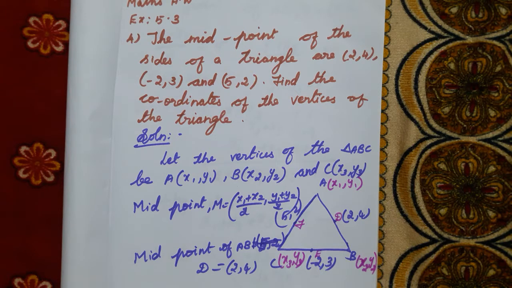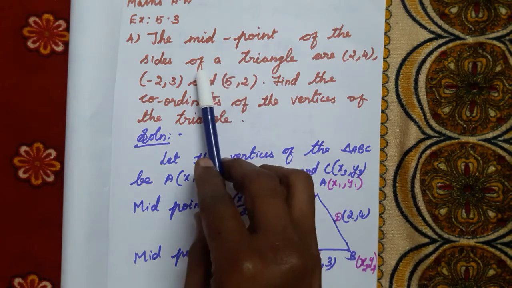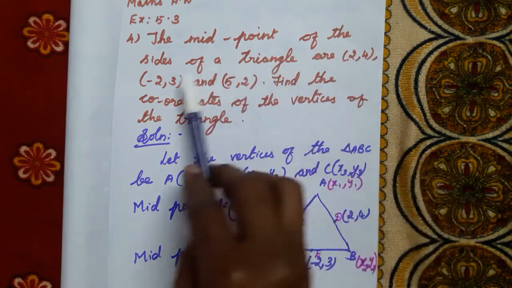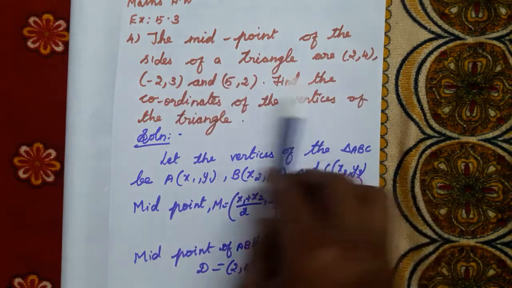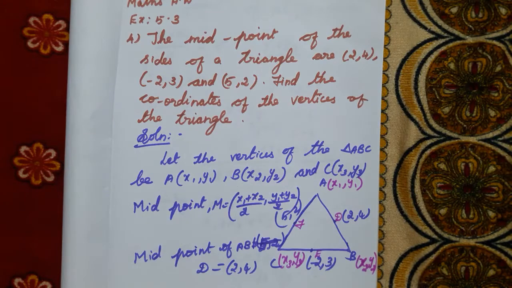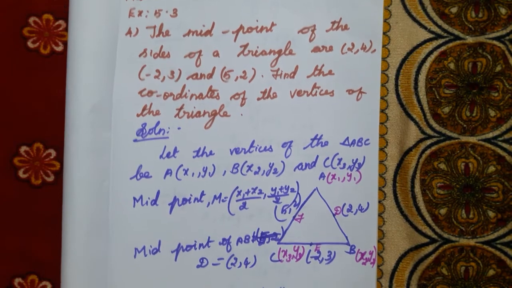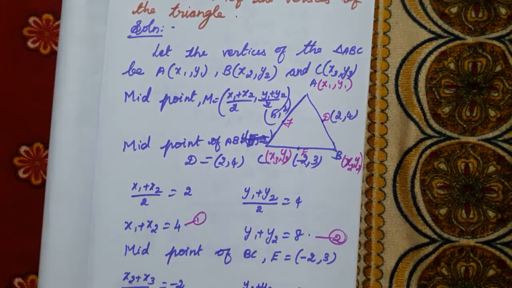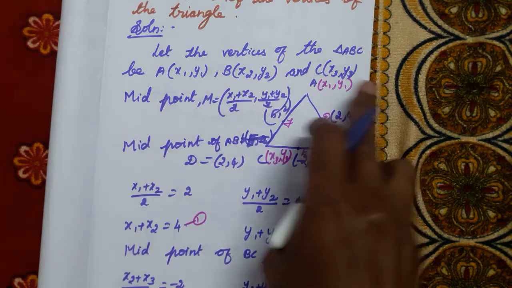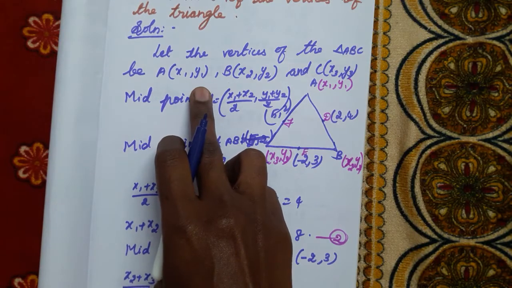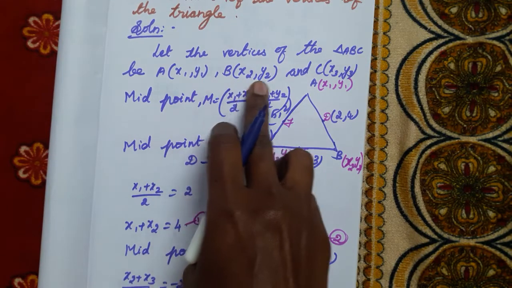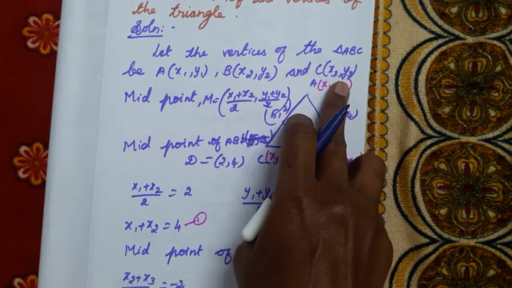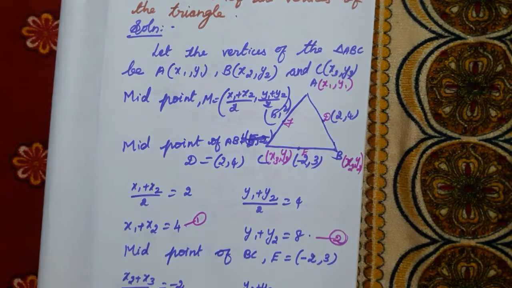Exercise 5.3, fourth problem. The midpoints of the sides of a triangle are (2, 4), (-2, 3) and (5, 2). Find the coordinates of the vertices of the triangle. Here the midpoints are given. We have to find the coordinates A, B, C. Let the vertices of the triangle ABC be A(x1, y1), B(x2, y2), C(x3, y3).